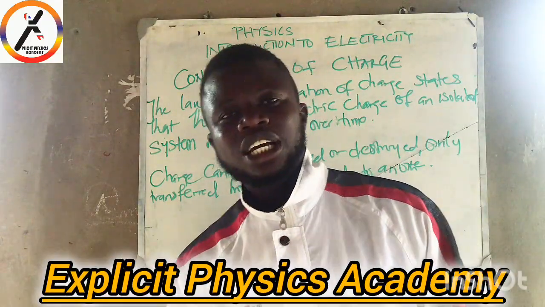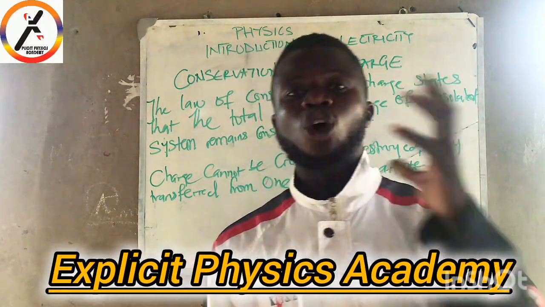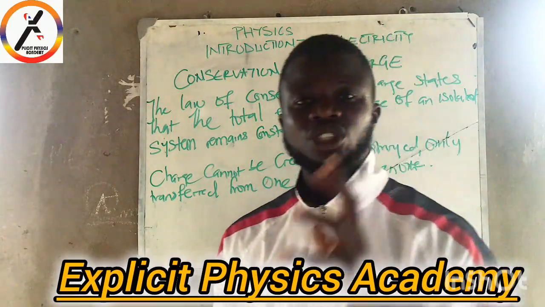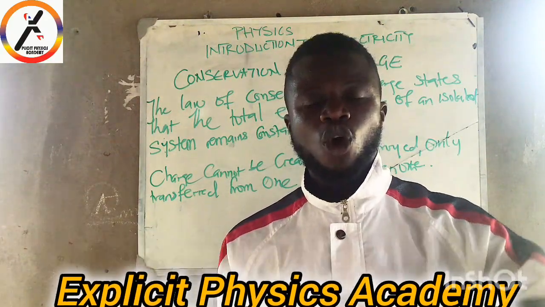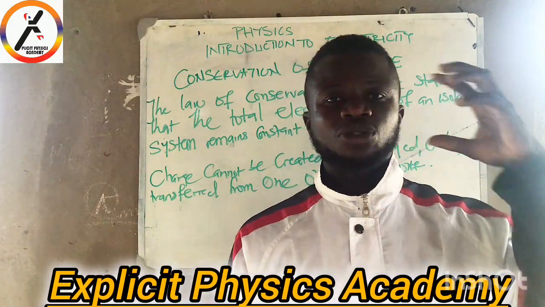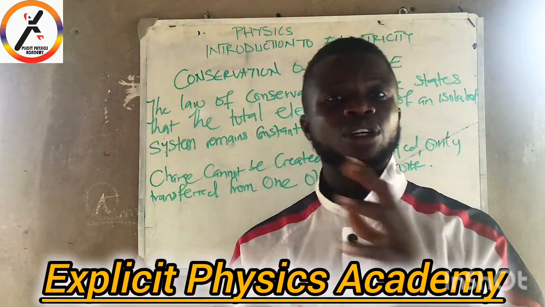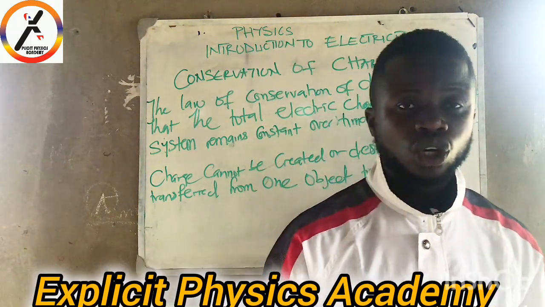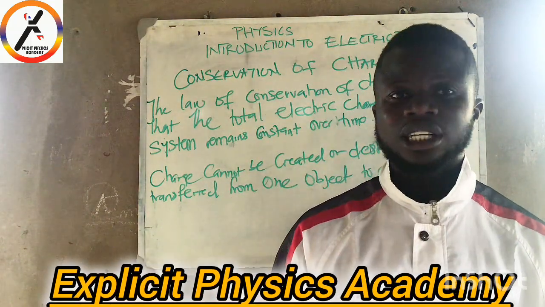Okay, let's dive in. Conservation of charge states that in an isolated system, the sum of the positive and the negative charge does not change. It remains constant. In any system where you find charges, the charges there are constant. That means charge can neither be created nor destroyed. So more or less, you can see that charges are conserved. They are constant in any system.